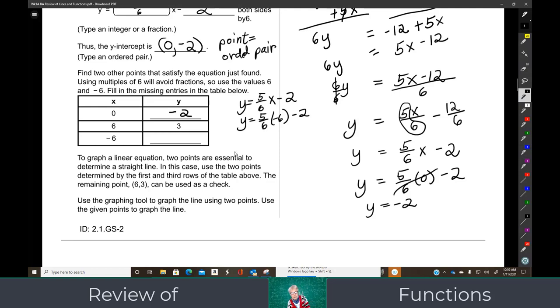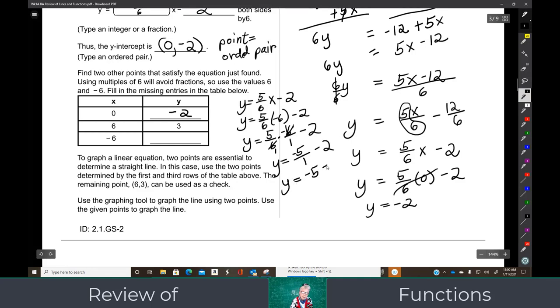There are two ways to do this. You can do it by hand. Here's how you would do it by hand. y equals 5/6 times negative 6/1 minus 2. That's because this 6 and this 6 will cancel out. 6 goes into 6 one time. Negative 6 goes into 6 negative 1 times. So this is going to give me y equals 5 times negative 1 is negative 5 over 1 times 1, which is 1, minus 2, which will be y equals negative 5 minus 2, which is y equals negative 7. Easy to make a mistake there.